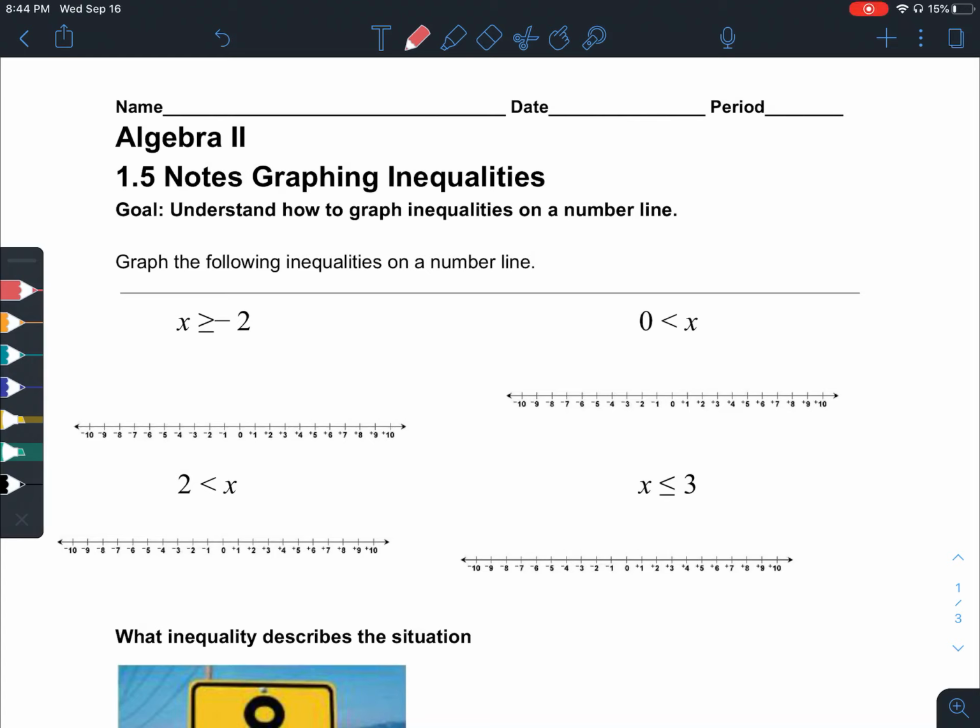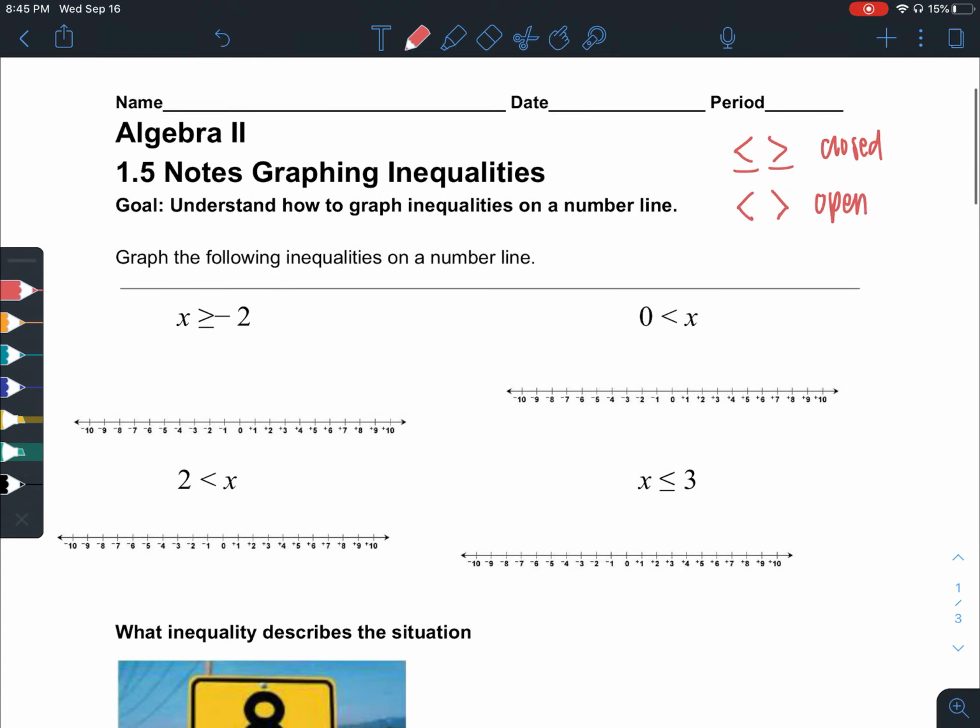Today we're going to be working on how to graph inequalities on a number line. Just a couple reminders here. Remember that if I have an inequality with a line underneath, that means less than or equal to or greater than or equal to. I'm going to have a closed dot when graphing. And when I have a strictly less than or strictly greater than, I'm going to have an open dot. All right, so let's go ahead and graph these on a number line. This should be somewhat of a review.